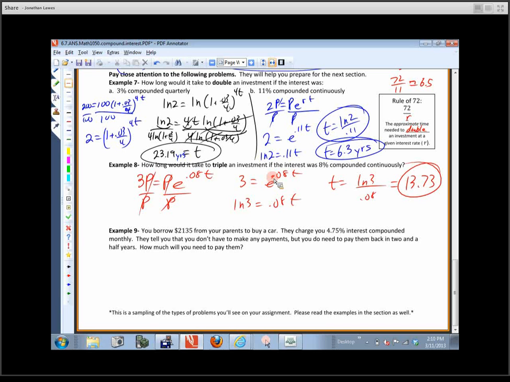Okay, last problem. I want you to figure this out. You borrowed $2,135 from your parents to buy a car. They charge you 4.75% interest compounded monthly. They tell you don't have to make any payments, but you need to pay them back in 2.5 years. How much will you need to pay them?